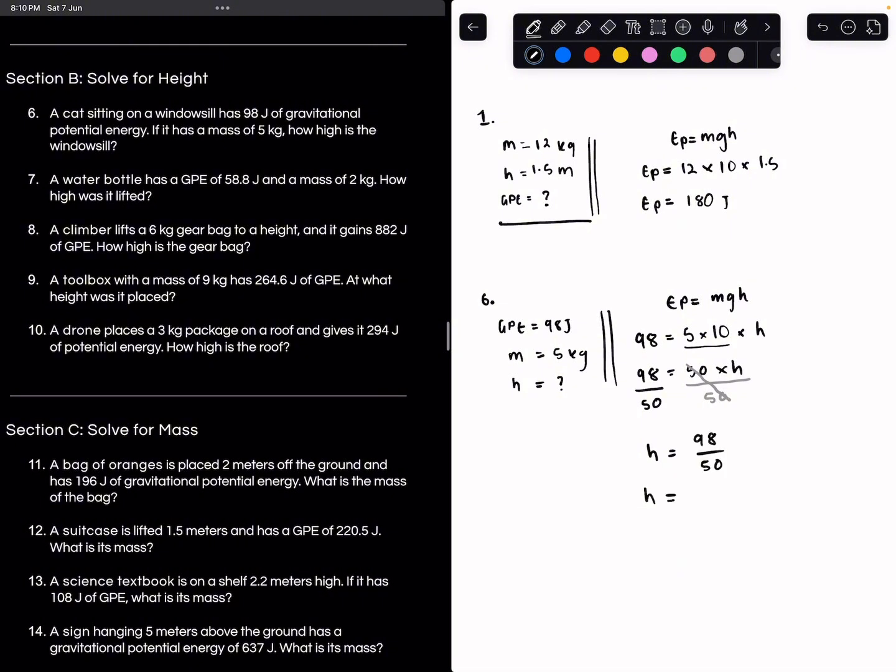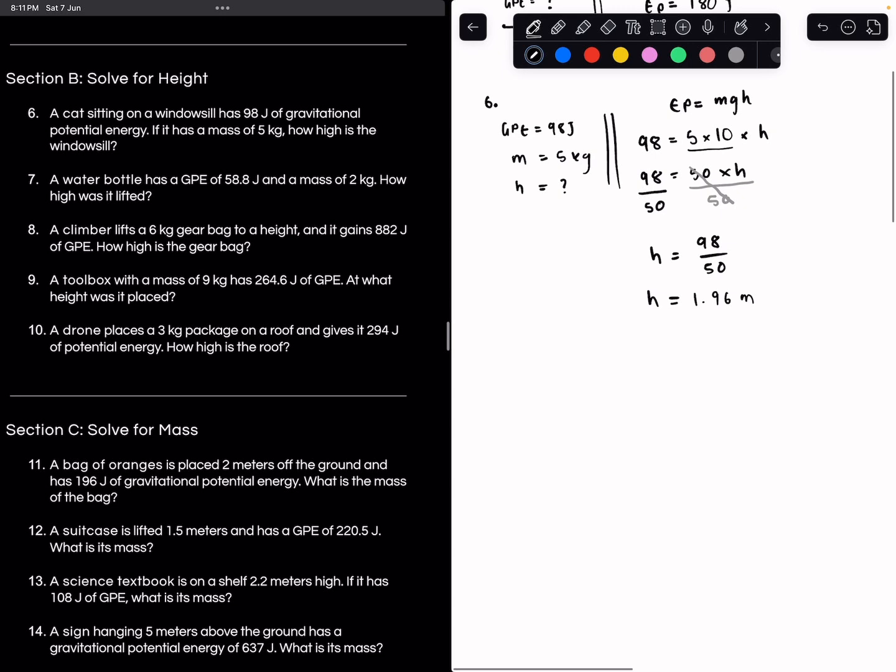And if you plug that into your calculator, I suggest you go try that out. 98 divided by 50 is going to be 1.96 meters. So this cat is sitting 1.96 meters above the ground, on a windowsill. And that is how you do it. I might do another one of these just so that you can get the hang of it. So I'll do number 7 with you as well, and then you can try the rest by yourself.